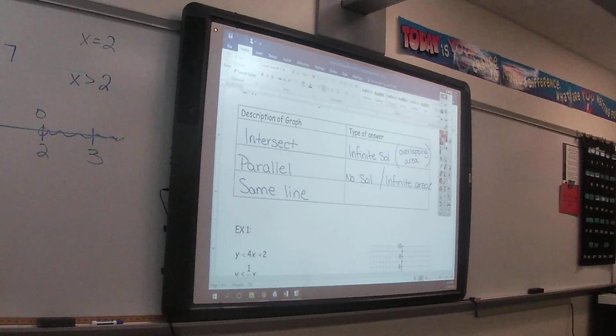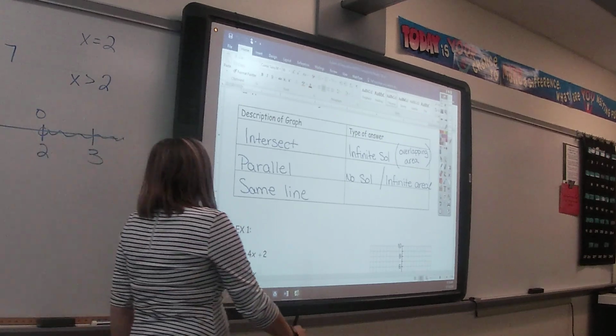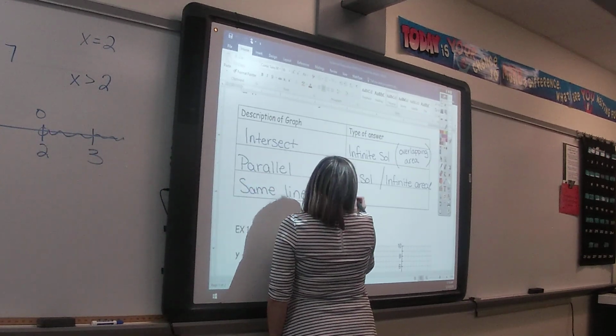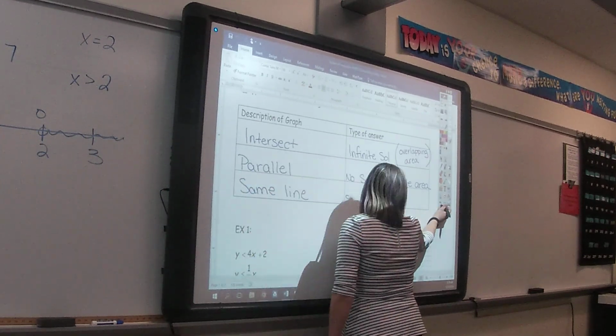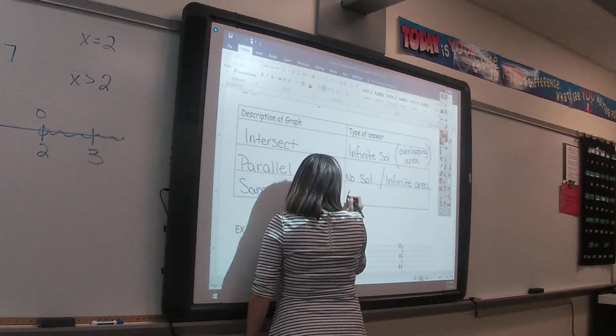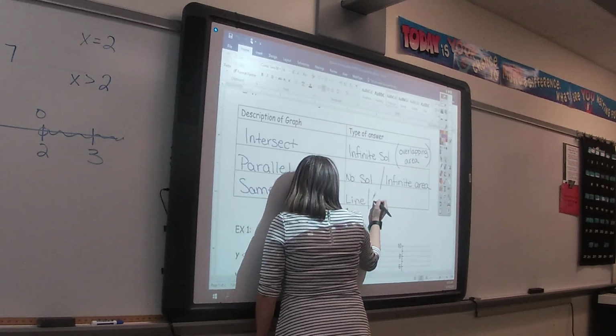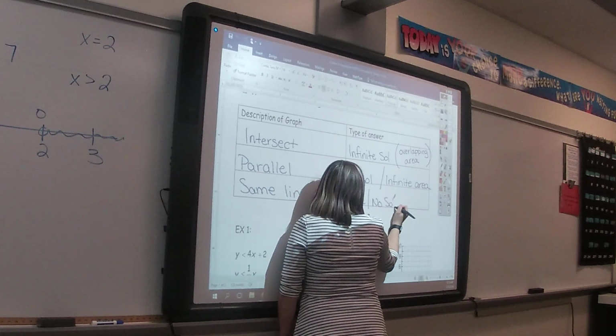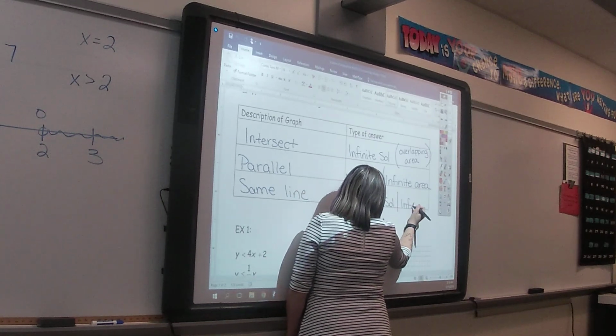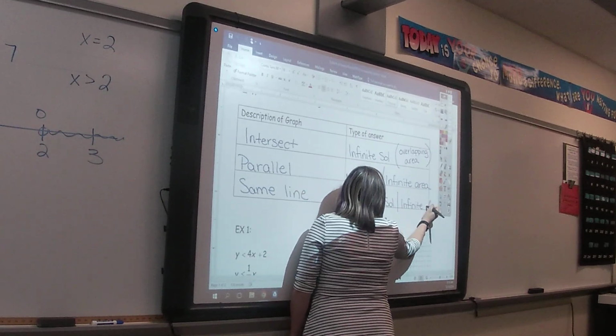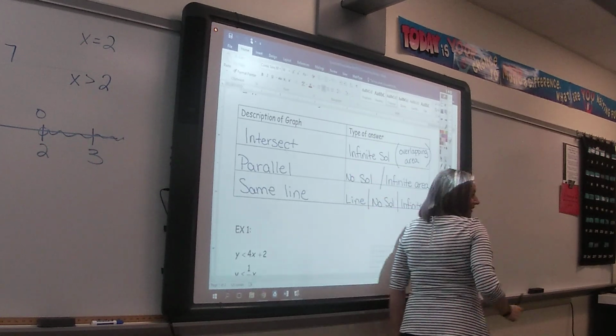And if that wasn't complicated enough, what if we actually get the same line? Well, it could be the same line. It could be the actual line. I don't need to write down same. The answer could be the line. The answer could be a no solution, or the answer could be an infinite area. That's 3 choices. It sure is.